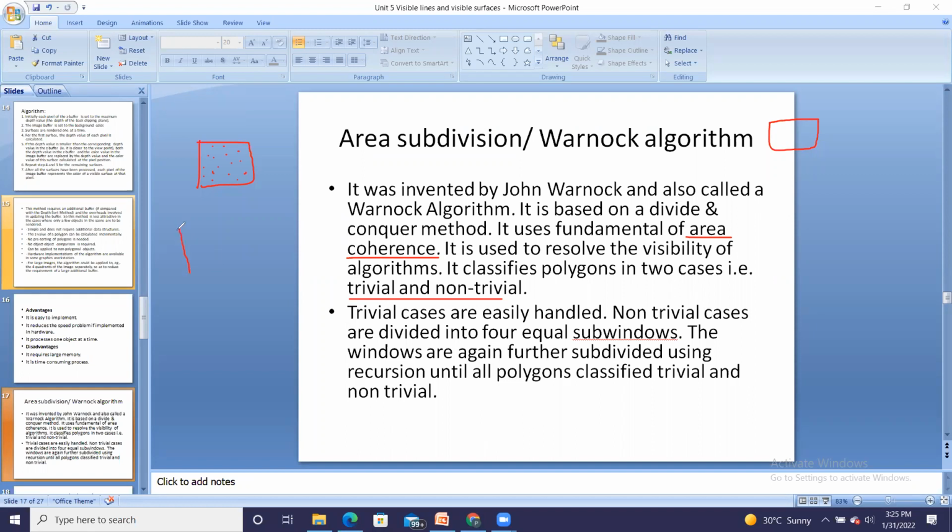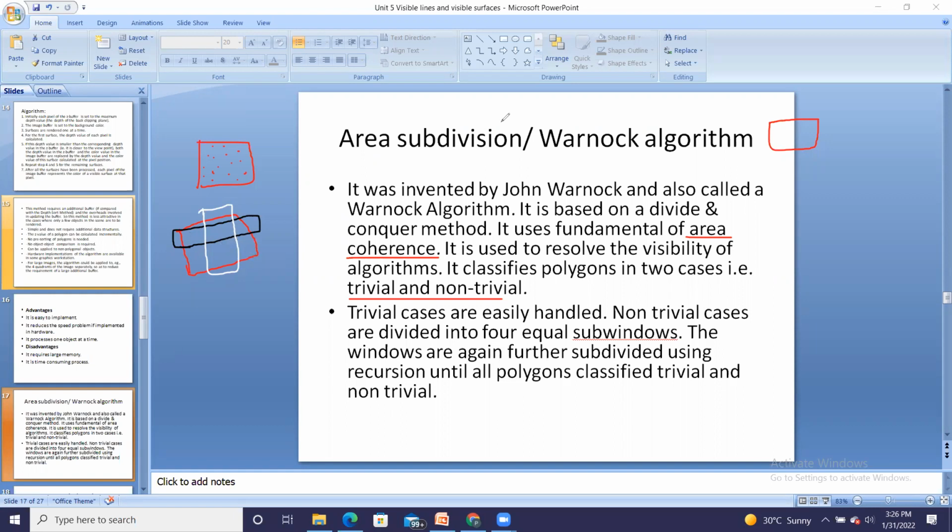If I take one area, only one object will be present in that area, there will be no overlapping conditions. For example, this is your area in which I have one object like this and a second object like this. In this area, two objects are present and they are overlapping each other. So I am going to divide the area into 4 sub windows because this is an example of a non-trivial case, a case that cannot be easily handled. So it is considered a non-trivial case.